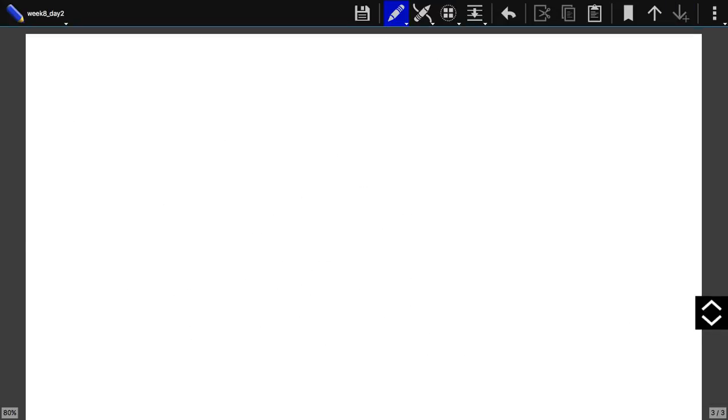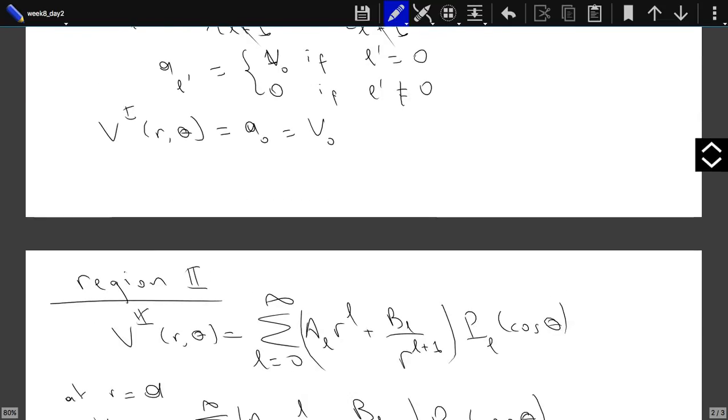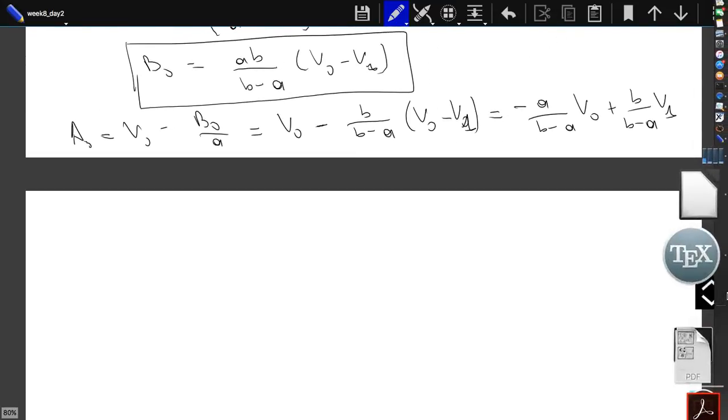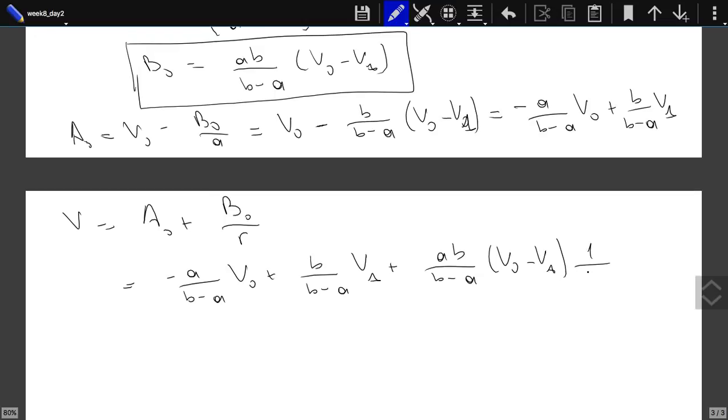Now let's write down our potential. This was the general form of the potential. I only have the A0 and B0 term. The A0 term is just a constant because L is equal to 0. This is just R to the 0. P0 is already 1. And this term is B0 over R. So the potential is A0 plus B0 over R. So this is equal to minus A over B minus A V0 plus B over B minus A V1 plus AB over B minus A times (V0 minus V1) times 1 over R. This is our potential.